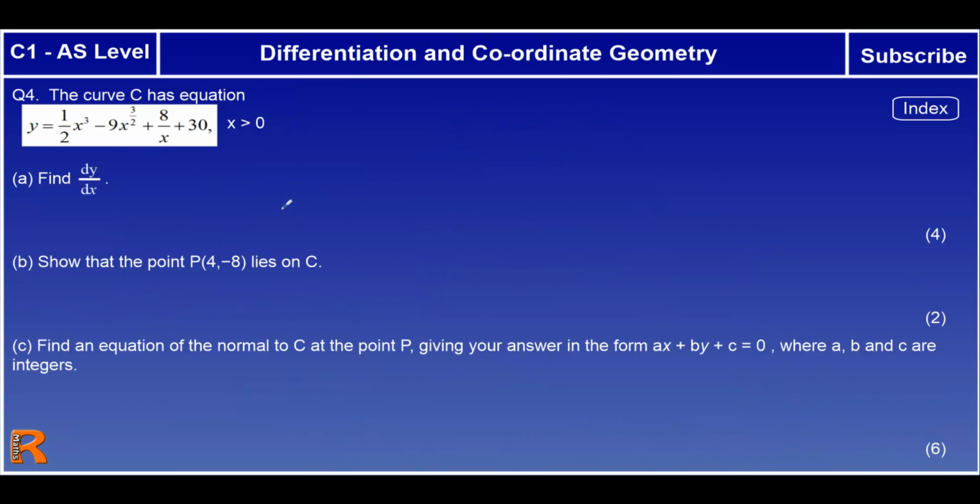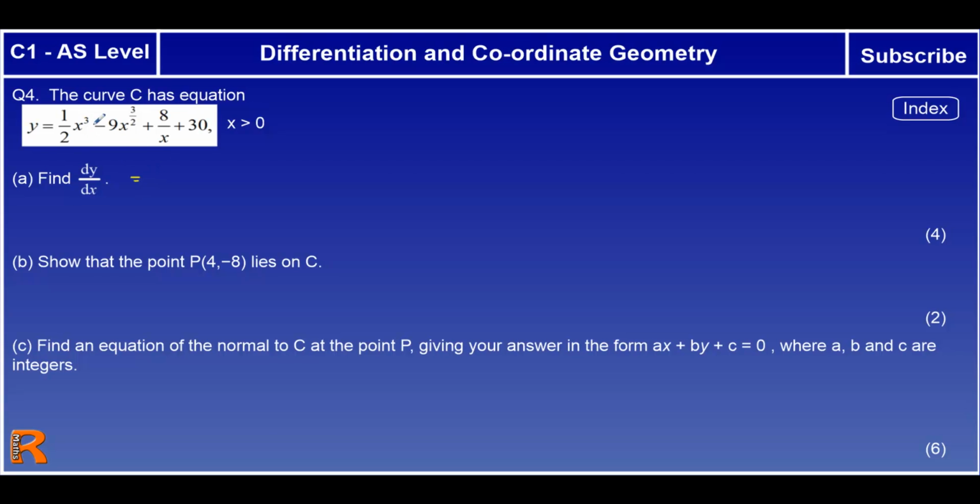Question 4, again, make it a little bit trickier. Same sort of starting point, differentiating a polynomial, but then we're starting to use the coordinate geometry, show that a point P lies on C, because C is an equation of a line, or a curve actually, and then we've got to do a normal, which I'll talk about more in a minute. Okay, but let's just differentiate it. Let's just run through that.